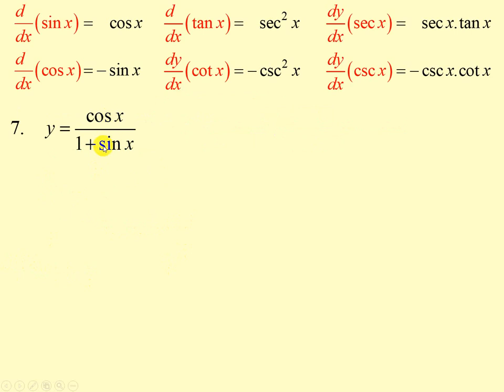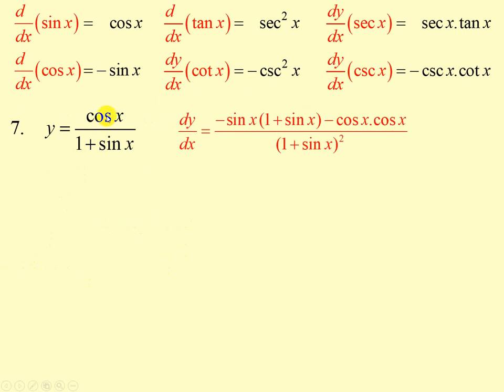Right, cos over 1 plus sine. Well, that's a quotient rule. So therefore, derivative of the first, minus sine, times the second as it is, minus, for quotient rule, cos times derivative of 1 plus sine, which is cos, all over v squared. So that simplifies to that. And I notice that I have a minus sine squared minus cos squared.